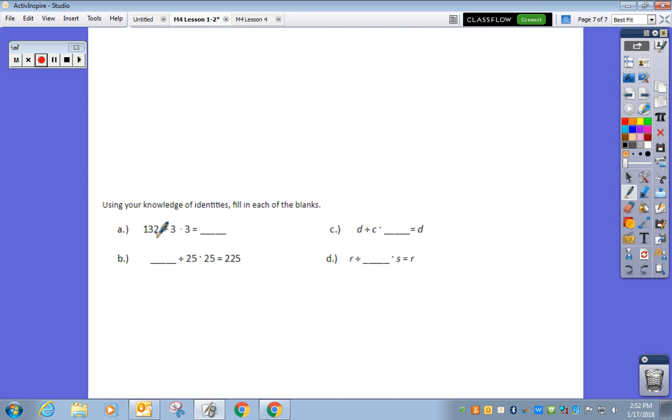Okay, so let's look at some examples. If I start with 132, I divide it by 3 and then multiply by 3, I wind up back at 132. I start with something, divide it by 25, multiply by 25, and get 225. That means I must have started with 225. And if I did d divided by c times something to get d, it must be c I'm multiplying by. r divided by something times s is equal to r. I must be dividing by s.